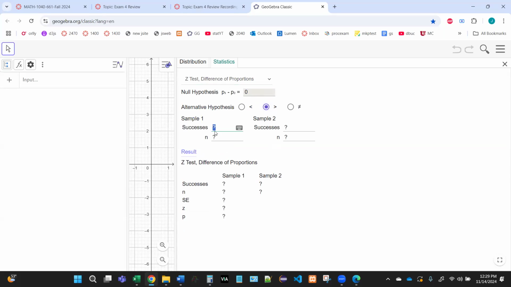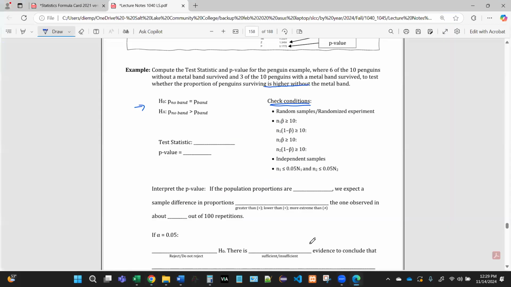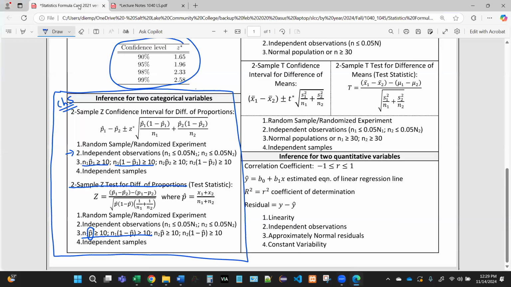Okay, and then we put the data back in, right? So there were 6 out of 10 surviving in the no metal band group. There were 3 out of 10 surviving, and there we go. So GeoGebra calculates it for us. By the way, what is it calculating? It's here on your formula card. If you want to do this by hand, you can.